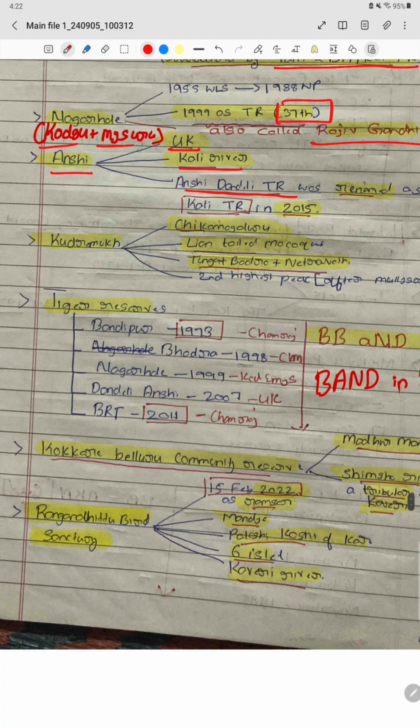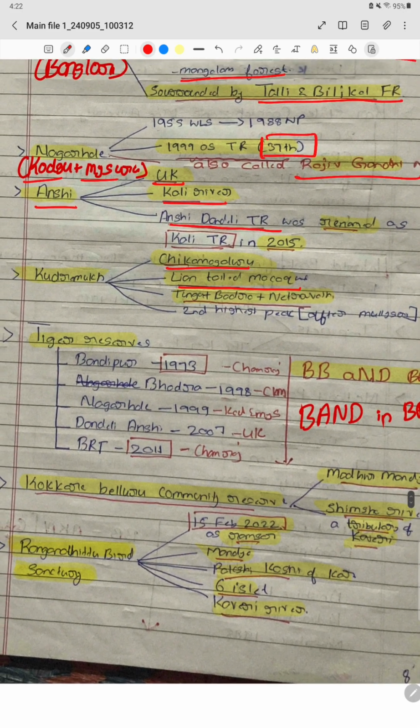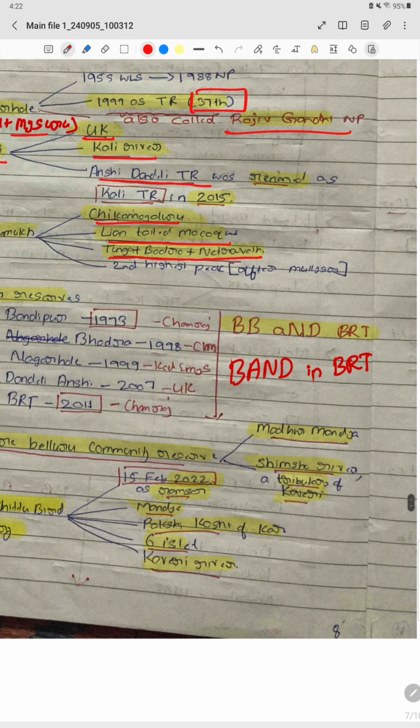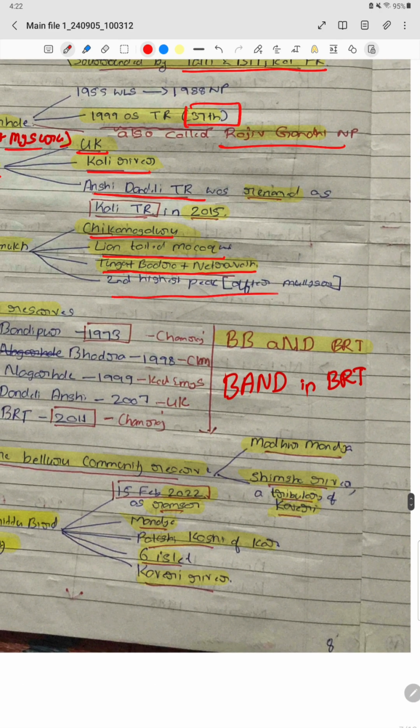Then we have Kudremukh, which is in Chikmagalur, and one important animal that is found in Kudremukh is the lion-tailed macaque. And what are the rivers that originate here? Tungabhadra and Netravati. And it also hosts the second highest peak, that is Mulayangiri.